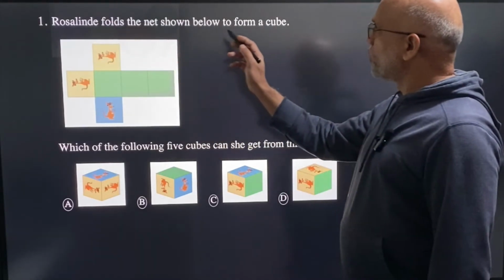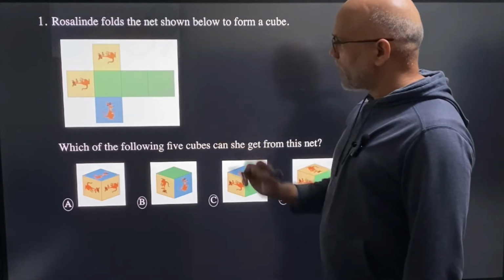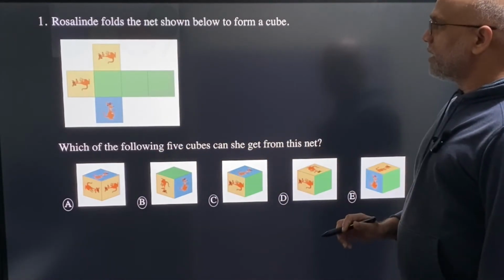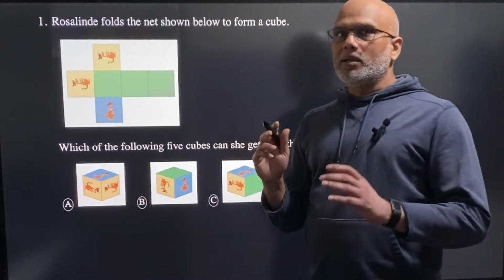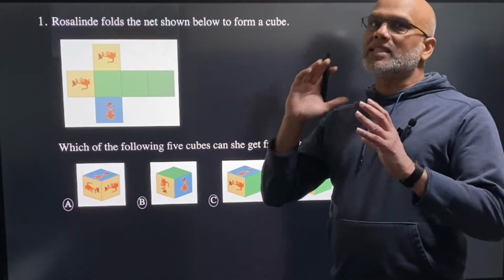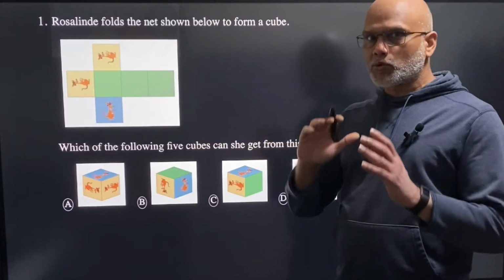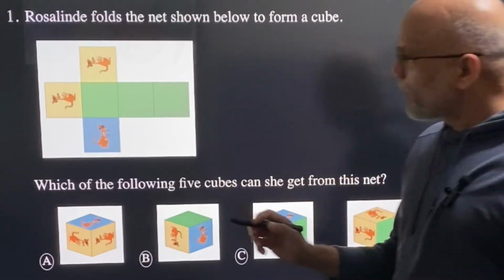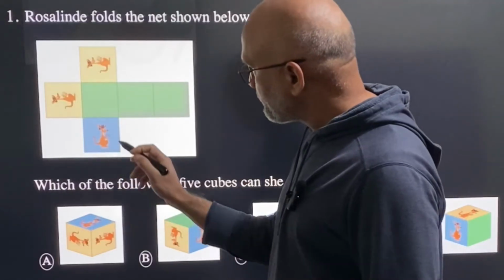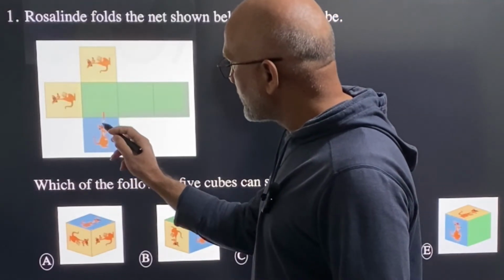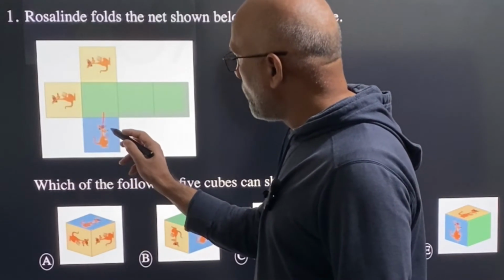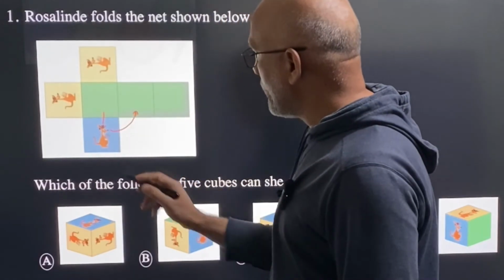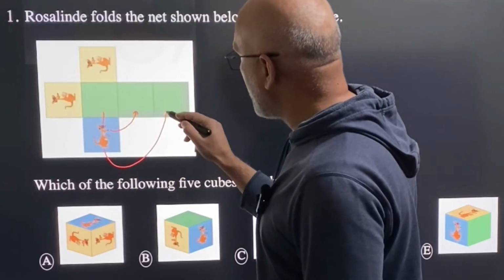Rosa folds the net shown below to form a cube. So this is the net. Which of the following 5 cubes can she get from this net? Alright, so this is a 3D problem. Oftentimes 3D is a bit difficult for me to visualize, so I try to find relationships between 2D shapes. For example, here if I take the blue kangaroo, the head is connected to a green. The nose, when I fold it, has to be connected to this green, and the feet will be connected to this green.